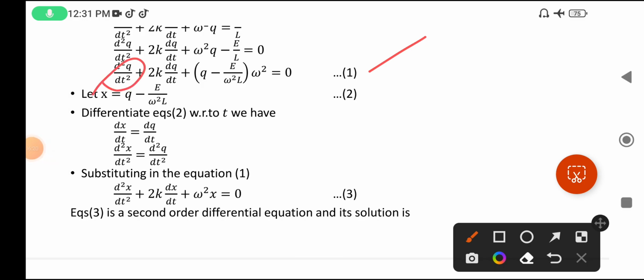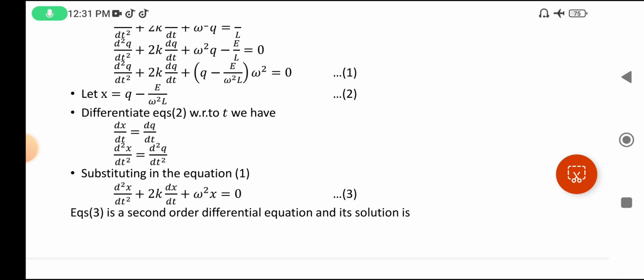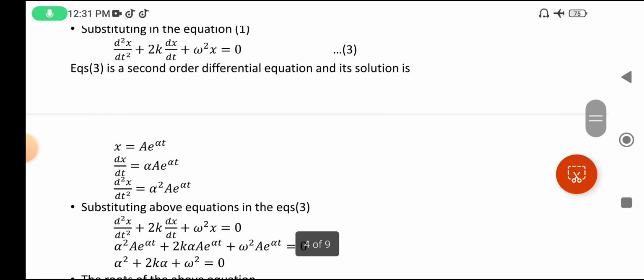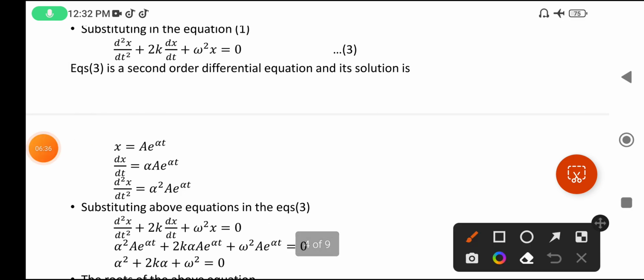In the place of d square q by dt square, substitute this one, and in this place substitute this one, and in the bracket substitute only x. So the equation becomes like this. Let this be equation number 3. If you observe the third equation carefully, it is a second order differential equation, isn't it? Here the square is there, so it is a second order differential equation.